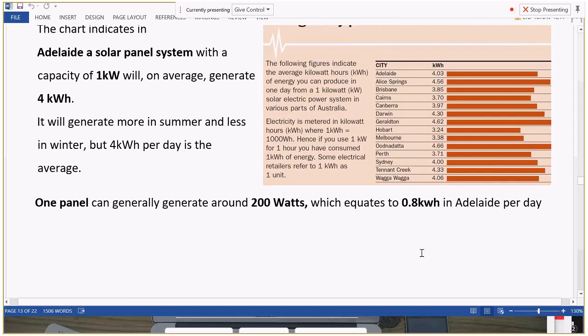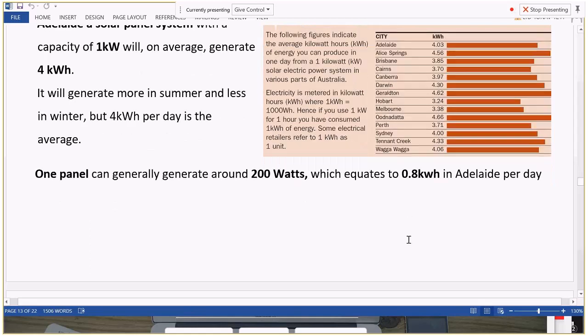Obviously, you've got different types of solar panels and different wattages provided on those solar panels. A typical one is 400 watts per panel. One panel can generate around 200 watts, which equates to 0.8 kilowatt hours. In Adelaide, it's 200 watts multiplied by 4.